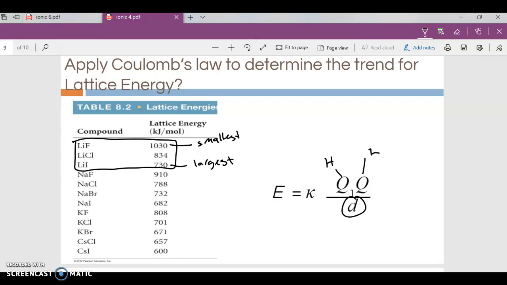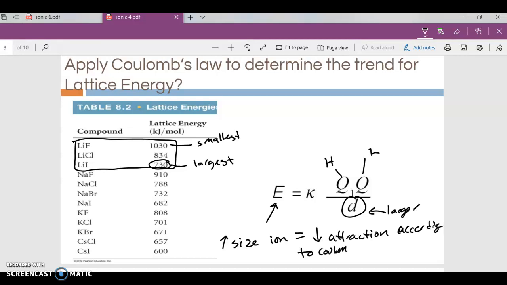So I can see that as I become larger, my lattice energy has decreased. There's a lower amount of attraction. That seems to make sense according to Coulomb's law. So Coulomb's law would support the idea that as you increase the size of the ion, that'll lead to a decrease in attraction. According to Coulomb's law, that decrease in attraction means we're going to have a decrease in lattice energy, because lattice energy is defined as the Coulombic attraction between those two ions.